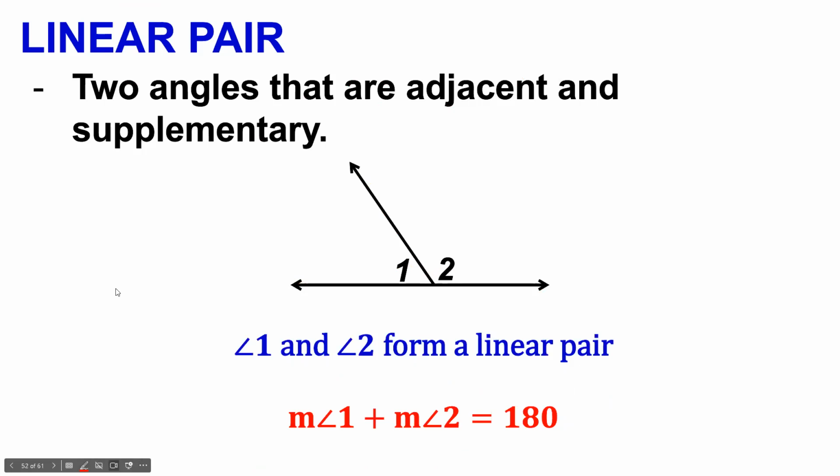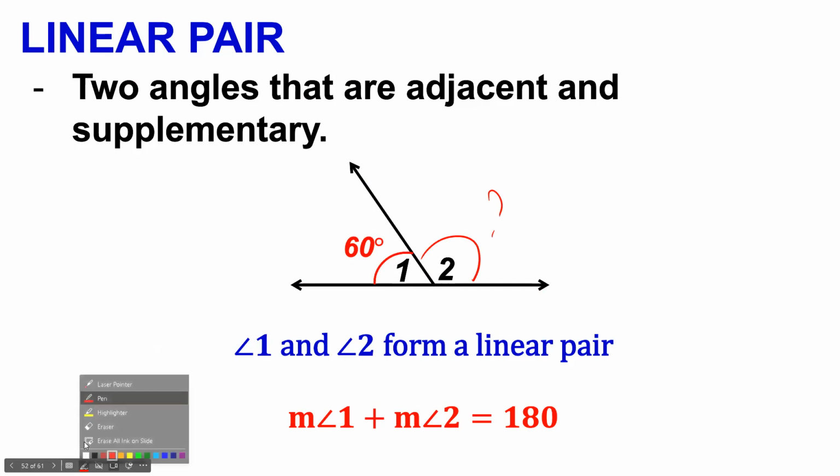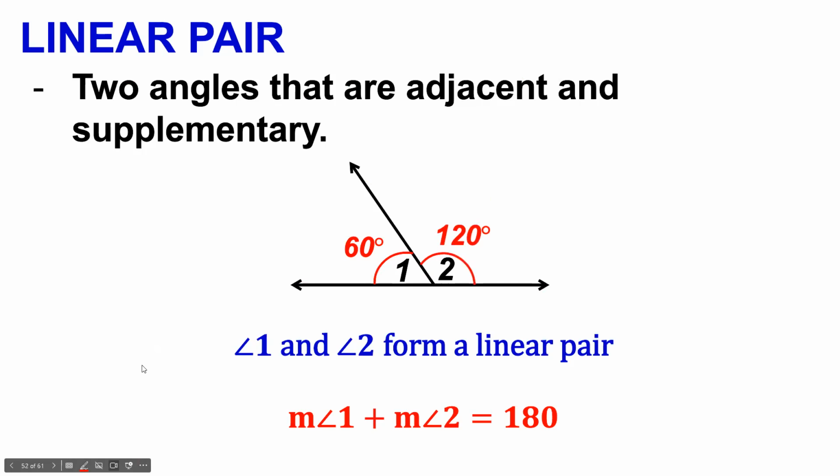So if angle 1 and angle 2 form a linear pair, we can say that the measurement of angle 1 plus the measurement of angle 2 should be equal to 180 degrees, just like a supplementary, because that is one of the requirements. So if angle 1 is 60 degrees, what do you think will be the measurement of angle 2? Again, they should be supplementary. What measurement will complete the 180 degrees? You're right. So that is 120 degrees.